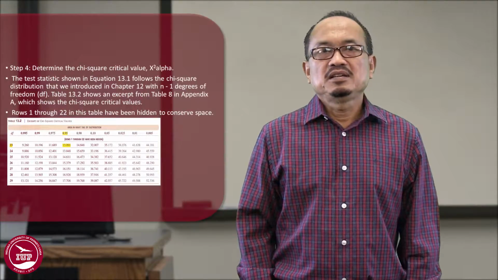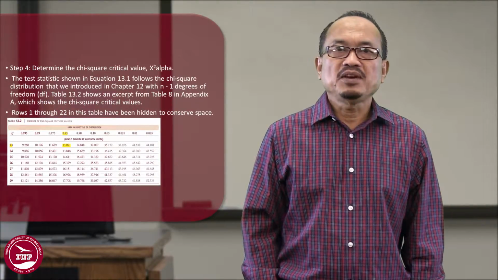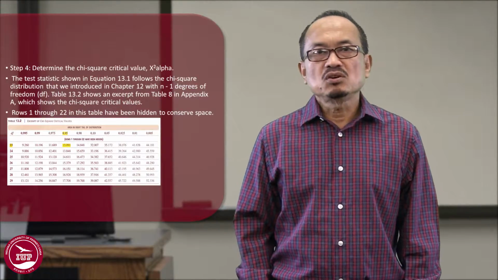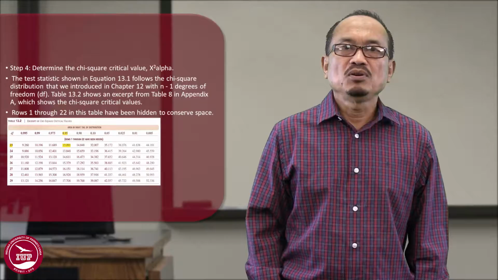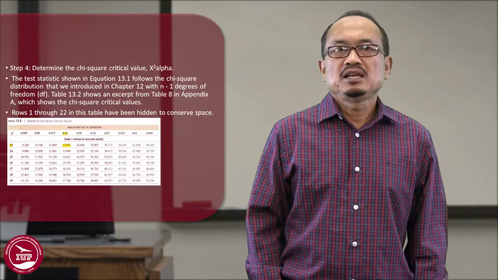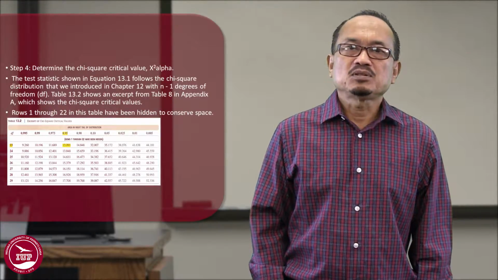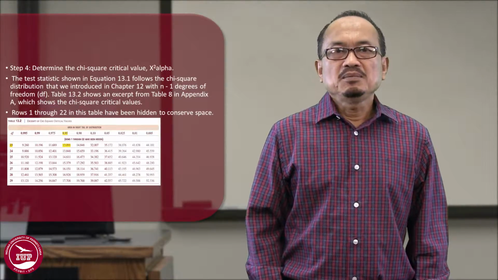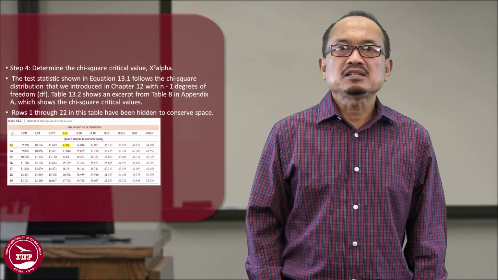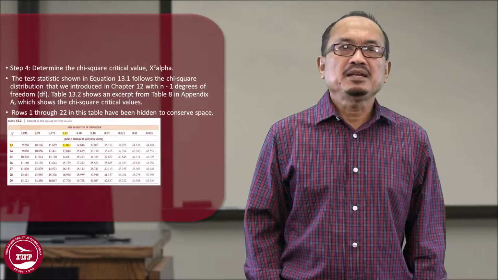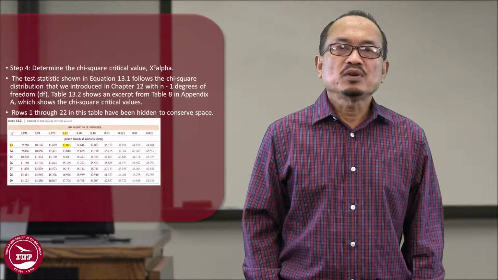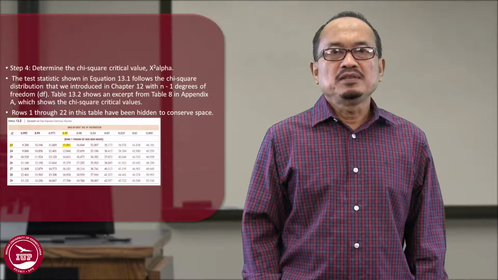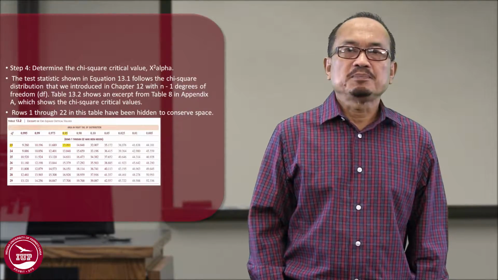Step 4. Determine the chi-square critical value, x squared alpha. The test statistic shown in equation 13.1 follows the chi-square distribution that we introduced in chapter 12 with n minus 1 degrees of freedom. Table 13.2 shows an excerpt from table 8 in appendix A, which shows the chi-square critical values. Rows 1 to 22 in this table have been hidden to conserve space.